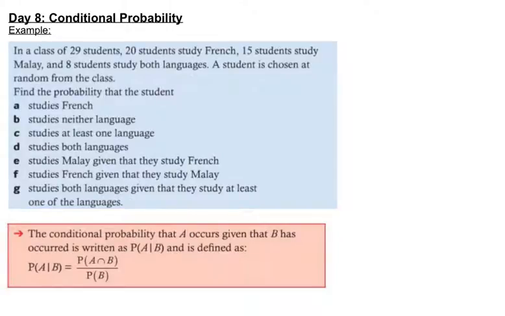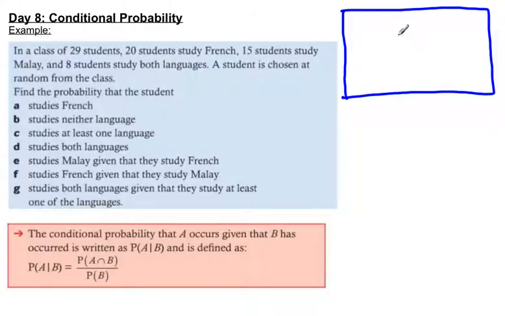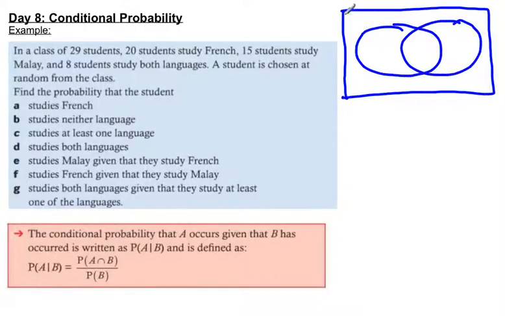Students, this is Miss Hughes, and today we are looking at conditional probability. It's one of those questions about a class with a certain number of students studying different subjects, so you can see a Venn diagram coming along. Right, so we've got a class. Some people study French and some people study Malay.